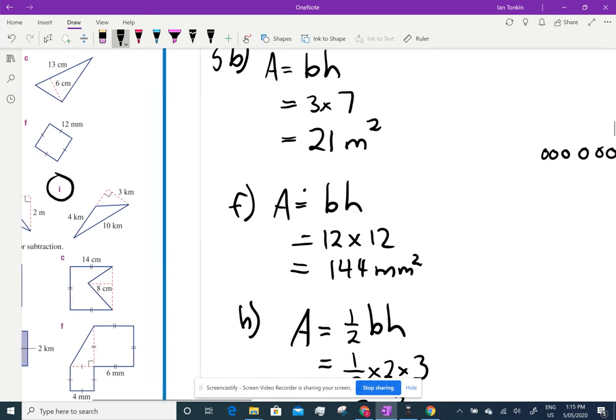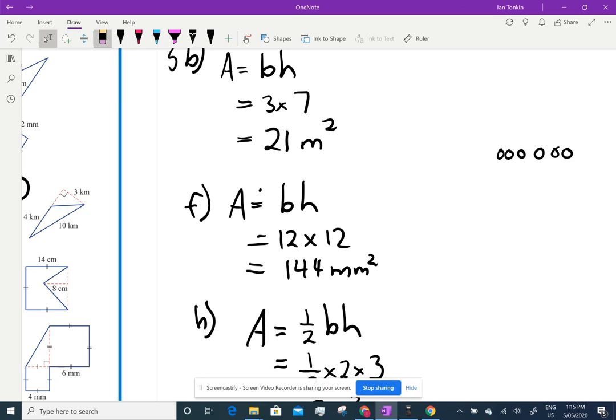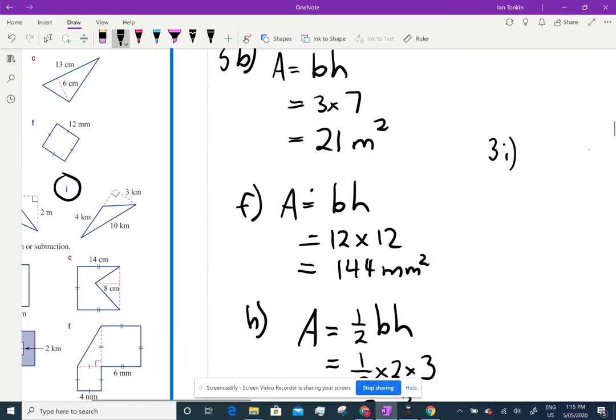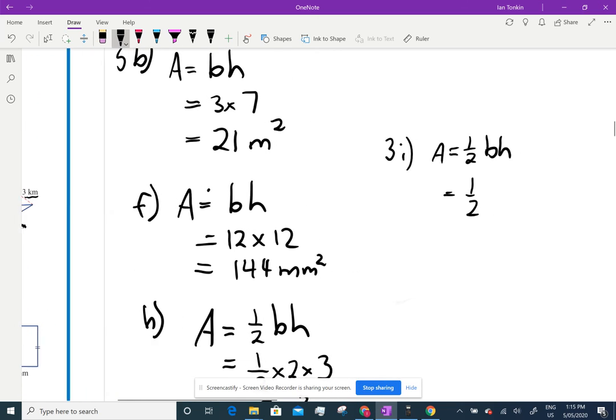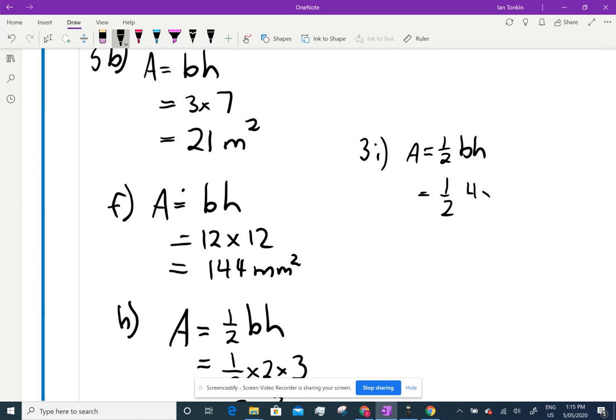All right, I'm going to do I because I reckon you're going to have trouble with it. So here's 3I. The area of that shape. Well, it's a triangle, so it's a half BH, and I have to determine the base. Well, the base and the height are always linked by that little square to show 90 degrees. So it's not that one. I'm going to let my height be 3 and my base be 4. They're linked by that square, so half times 4 times 3, which is 6.